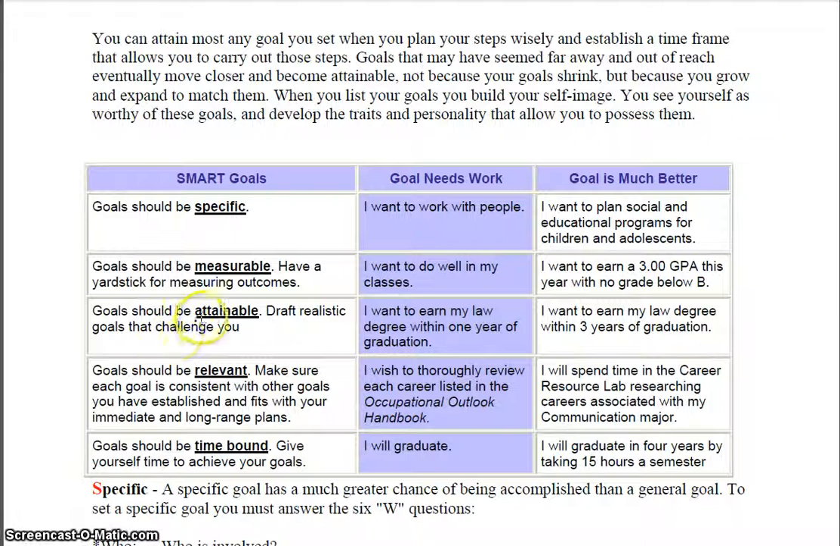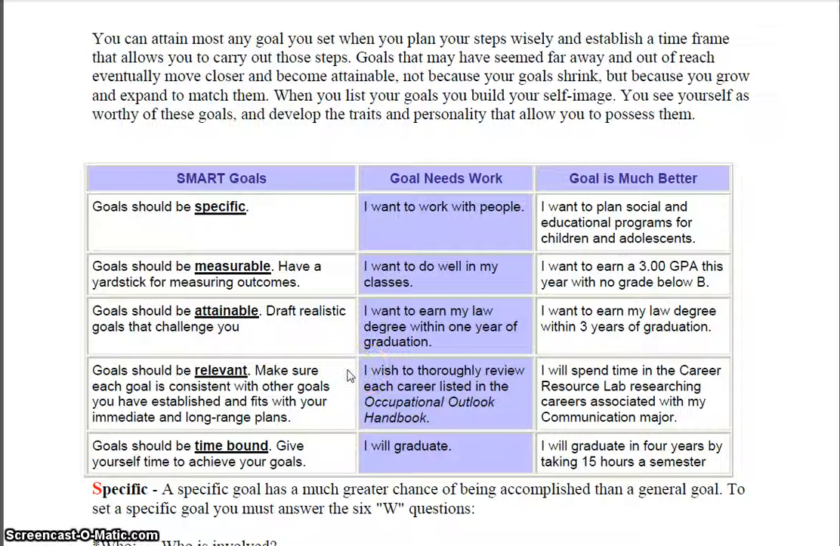The A stands for attainable. You want realistic goals that will challenge you, but that you also have a possibility to reach. If there's no possibility of reaching that goal, then the goal is not attainable. So saying that you want to earn your law degree in 1 year after your graduation is not attainable, knowing that it will take more than 1 year to earn that degree. So I want to earn my law degree within 3 years of graduation.